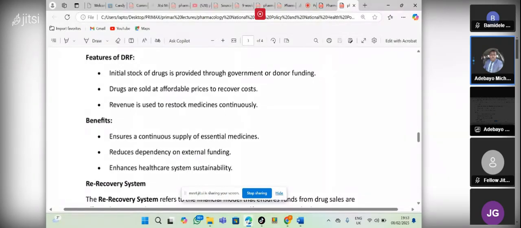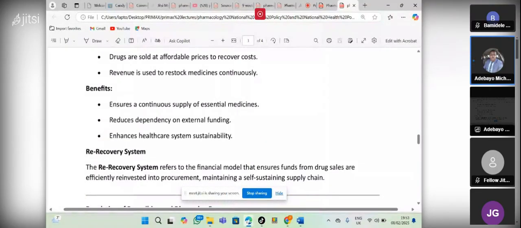So one of the benefits is it ensures continuation of supplies, and it reduces dependency on external funding as well. It also ensures that the healthcare system is sustainable. You know, these are things that we don't really see much in our system because of some negligence and malpractice. Some people are not accountable. But on a very good day, money generated from this kind of policy should be recycled back to the system so that we can have adequate and continuous supply of drugs.